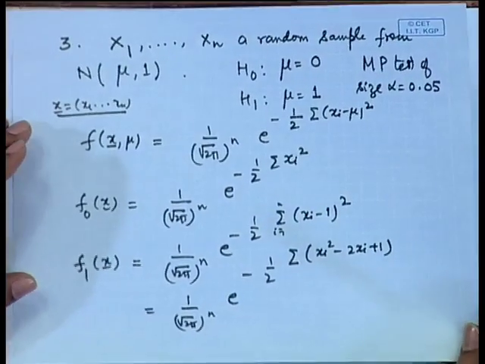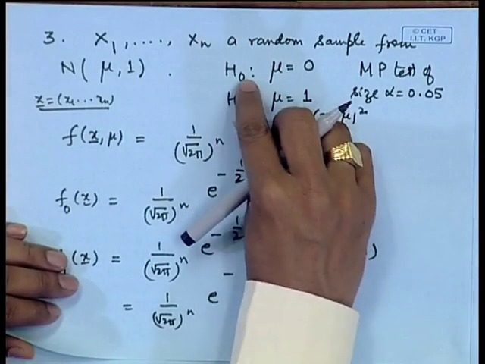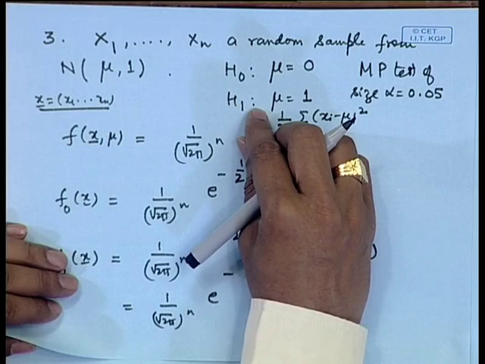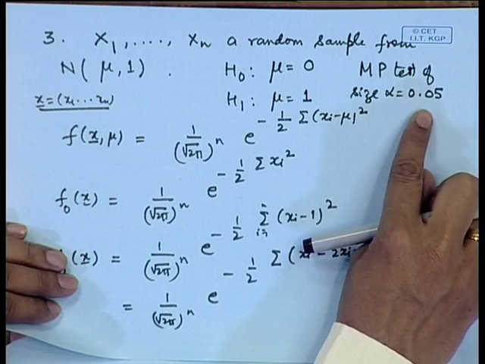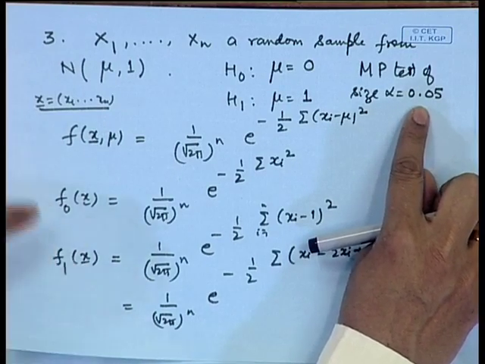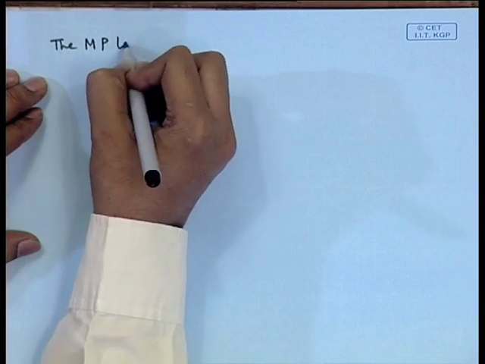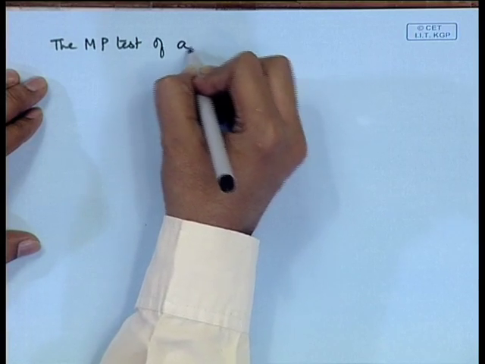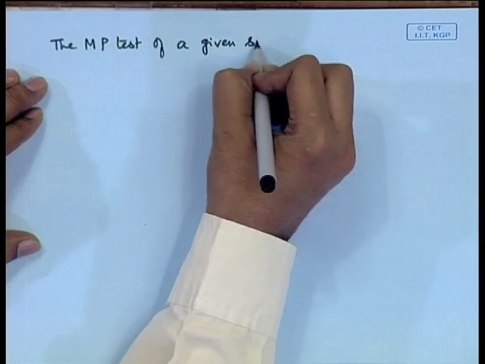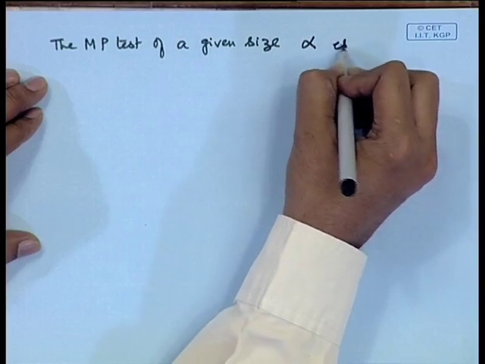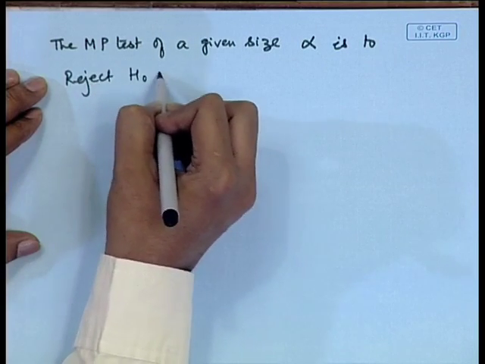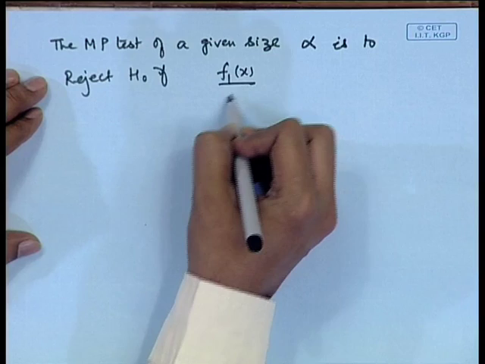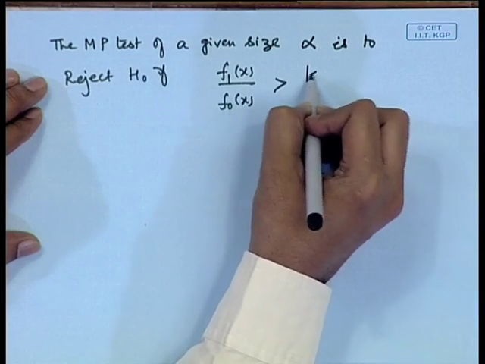So, if we take the most powerful test, because the hypotheses H naught and H 1 both are simple hypotheses, we can apply the Neyman Pearson fundamental lemma to get the most powerful test for a given size. So, the most powerful test of a given size, say alpha, is to reject H naught if f 1 x by f naught x is greater than k.